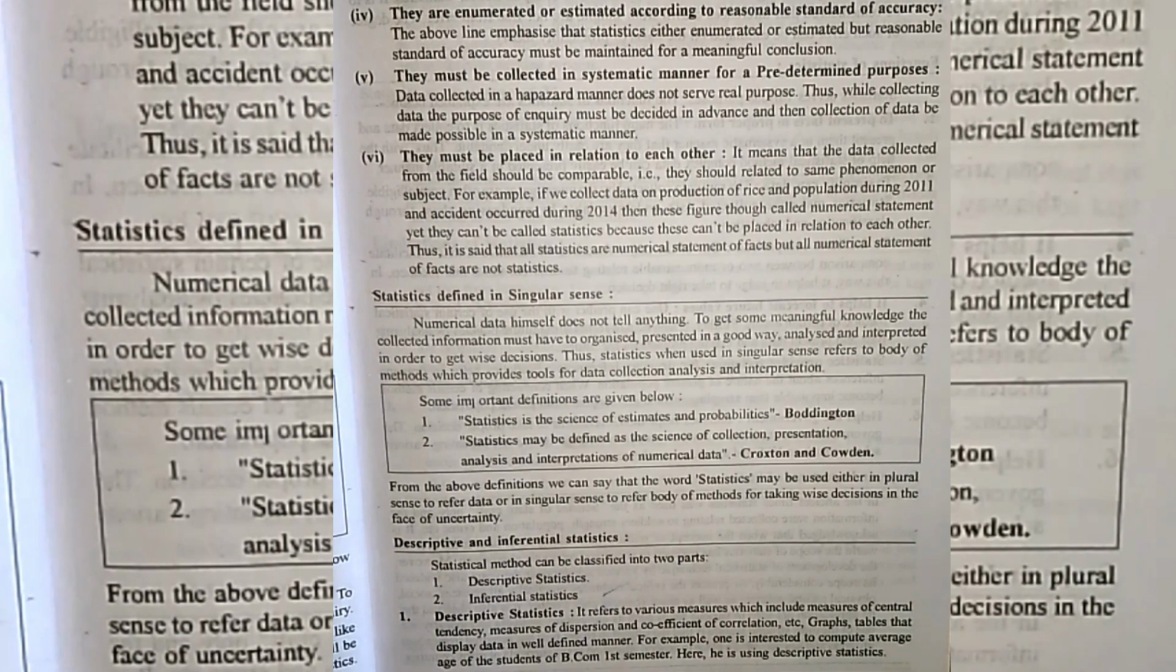Number 4: they are enumerated or estimated according to a reasonable standard of accuracy. Number 5: they must be collected in a systematic manner for a predetermined purpose. Number 6: they must be placed in relation to each other. It means that the data collected from the field should be comparable.